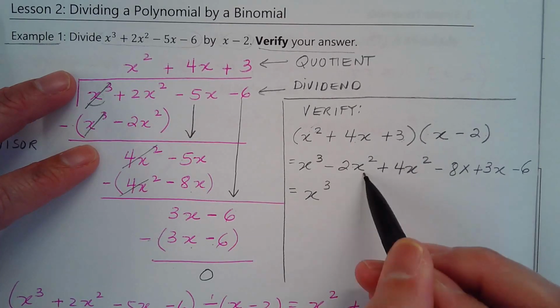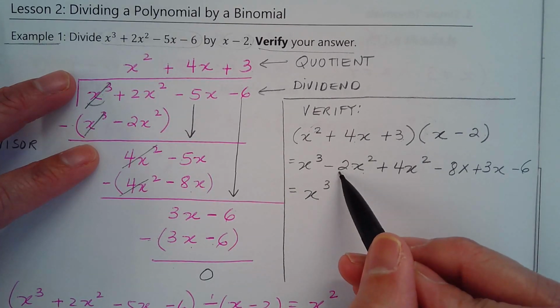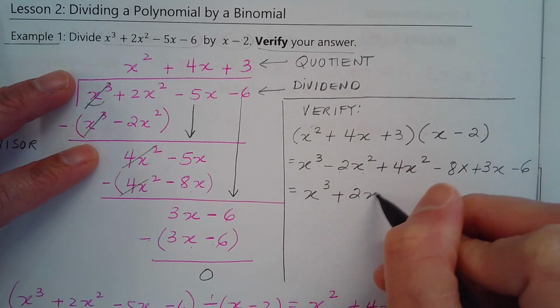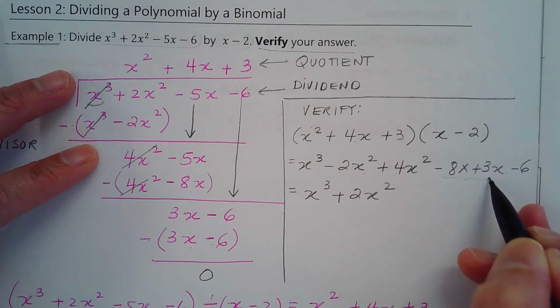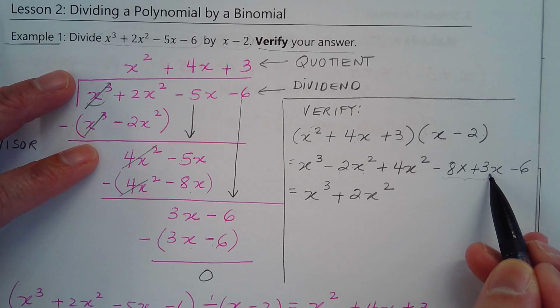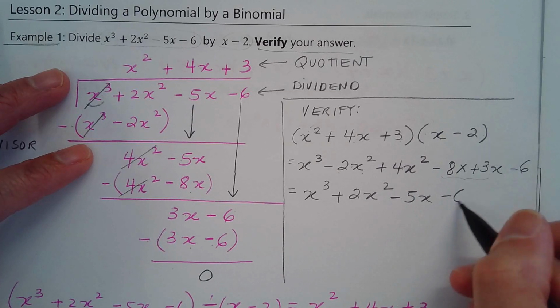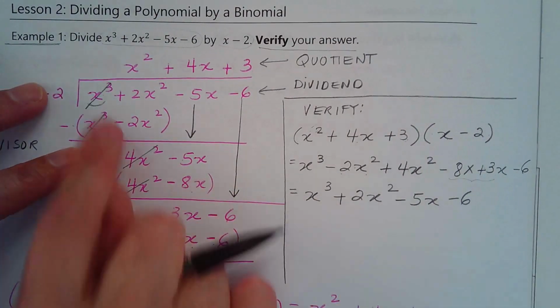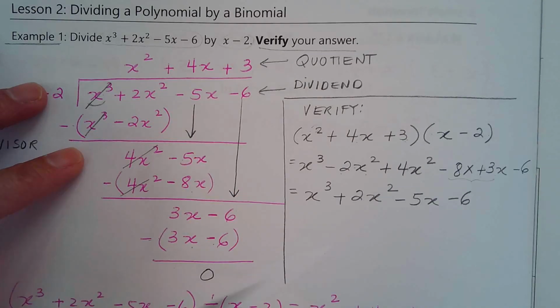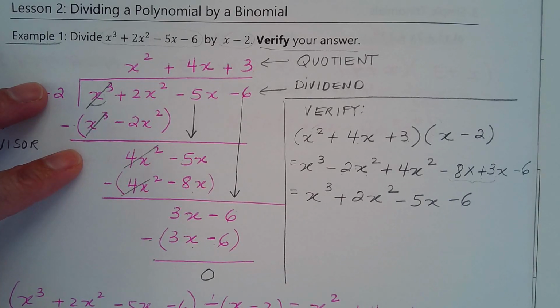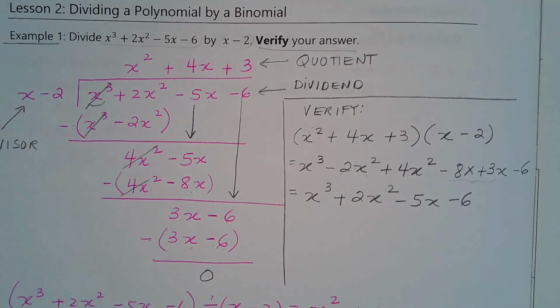To simplify further, that's going to give you x cubed. These two are like terms because they're both x squared. So negative 2x squared plus 4x squared is going to give us positive 2x squared. And then these two are like terms. Negative 8x plus 3x is going to give us negative 5x, and then the negative 6. Okay? And that takes us back to our dividend. They're exactly the same thing. So far, so good? That's just a first example. So we'll have a few more examples to kind of get ourselves ready.